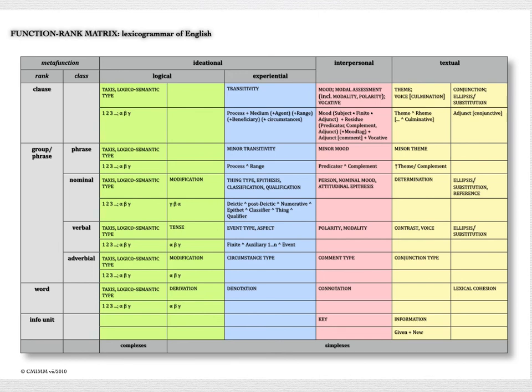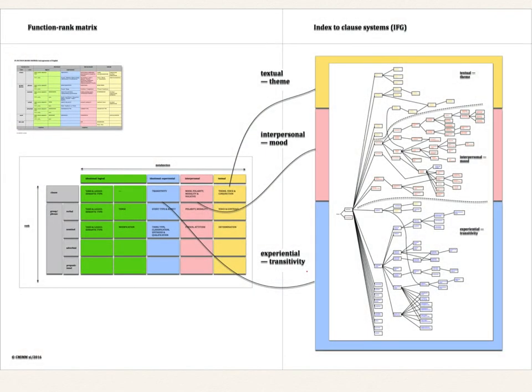We'll be concerned with the systems in the cell interpersonal clause. So the systems of mood, modal assessment, and so on. And we can view these in an index of the systems. So this is just a schematic representation of the systems, color-coded according to the different regions that they're concerned with. So the textual system of theme, etc., interpersonal system of mood, etc., and in the final functional view of the clause, the experiential system of transitivity we'll get to in a couple of weeks' time.